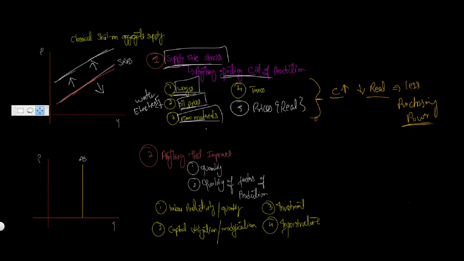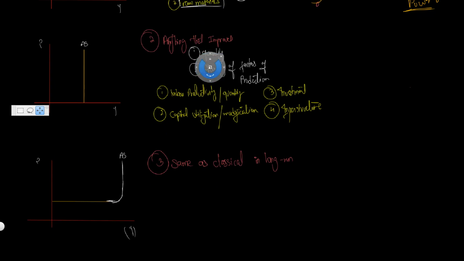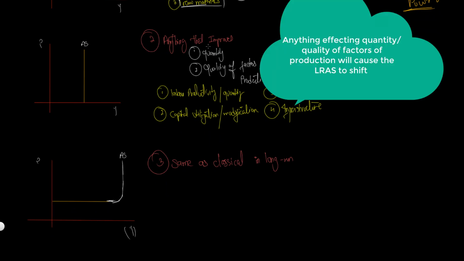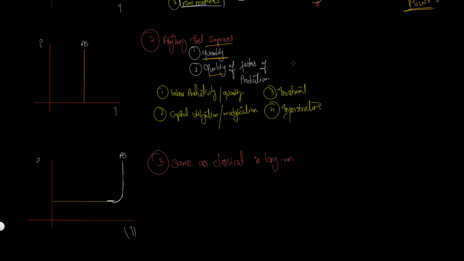When it comes to the long run in the classical system, just keep in mind that anything that can improve the quality or the quantity of factors of production matters. Let's think about factors of production: land, labor, enterprise, and capital. Any factor that can make them more effective or more efficient will shift the supply curve towards the right, and any factor that can cause them to decrease in quantity or quality will cause the supply curve to shift towards the left.